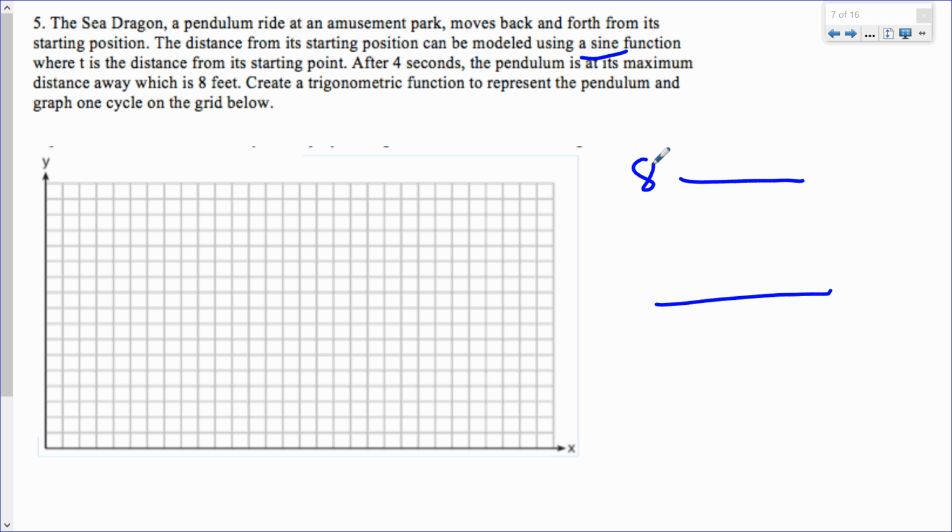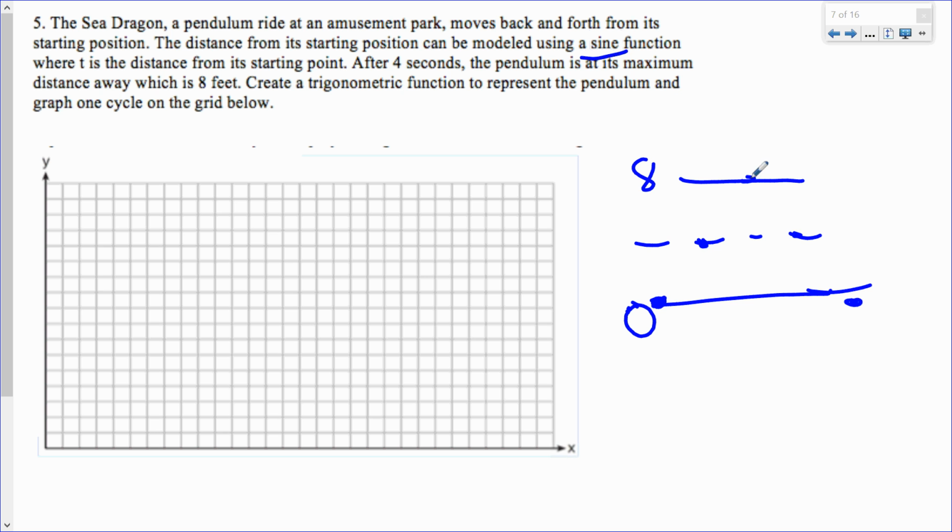Now, its starting position is going to be 0, being how the distance we're talking about is distance from its starting position. The distance from its starting position is going to be 0. It says it's at its maximum 4 seconds later, so to go from its starting point, and because it's starting at its minimum, because it's starting at starting point, which is 0 from its starting point, it's going to have to be a negative cosine.